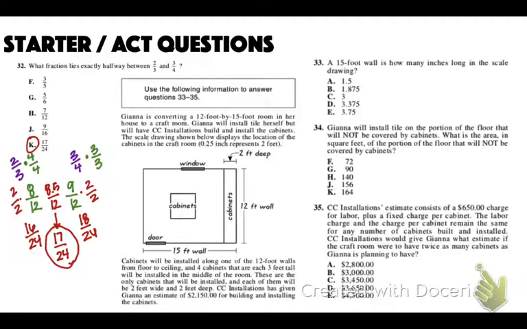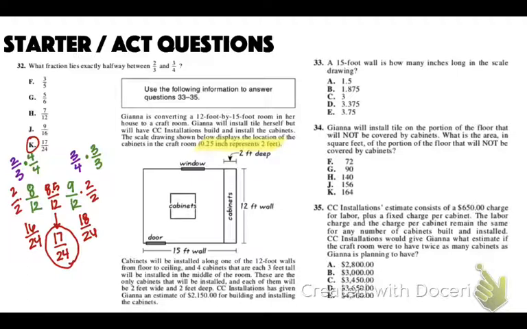Cool. Okay, this one. Gianna is converting a 12-foot by 15-foot room in her house to a craft room. Gianna will install the tile herself, but we'll have CC Installations build and install the cabinets. The scale drawing below displays the location of the cabinets in the craft room, and 0.25 inches represents 2 feet. So that's important. That is something I want to highlight, okay?